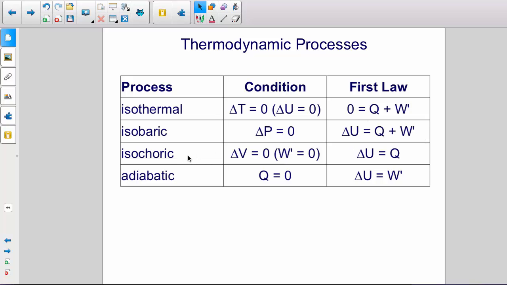In an isochoric process, the change in volume is zero, which means that the work done by the system or on the system is zero. And this leaves us with the change in internal energy is equal to the heat in or out of the system. And finally, the adiabatic process, where no heat enters or leaves the system, Q equals zero. And consequently, the change in internal energy is equal to the work done on or by the system.